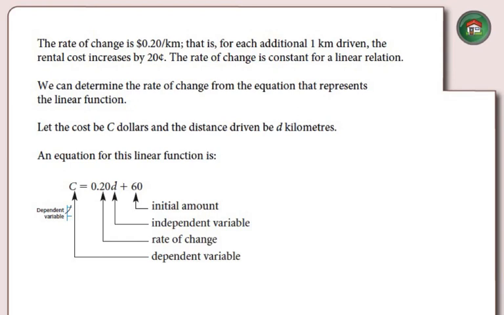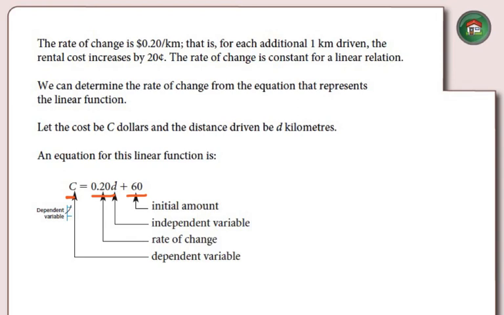So to summarize this, we have a 20 cents a kilometer rate of change. Based on this, now we can come up with an equation. We have the cost equals 0.20d, d being the distance, plus 60.